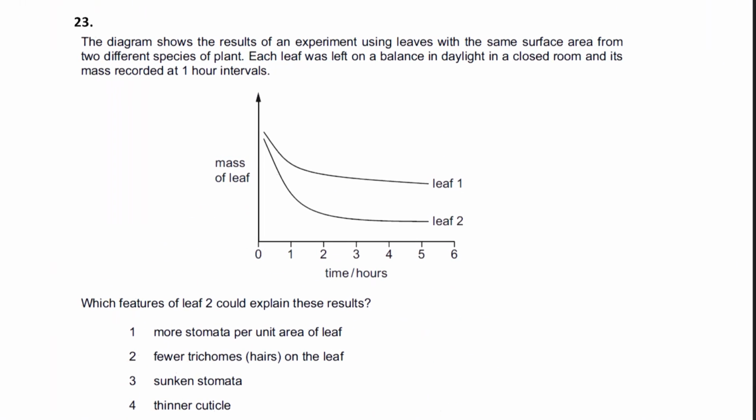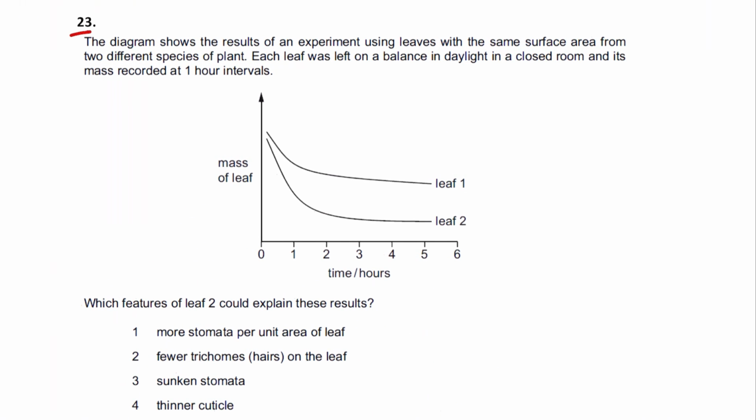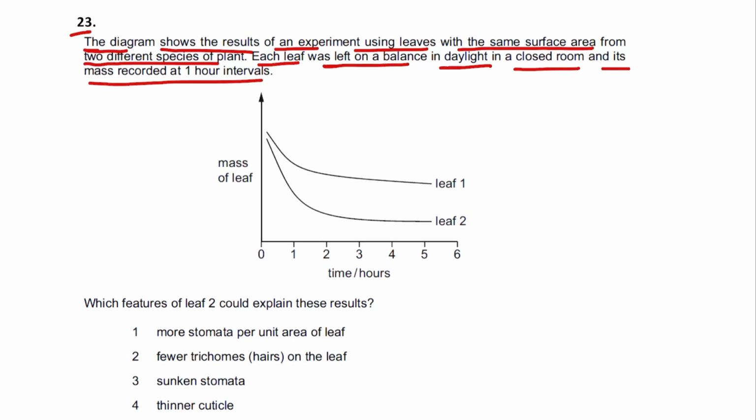Okay, let's move on to MCQ number 23. The diagram shows the results of an experiment using leaves with the same surface area from two different species of plant. Each leaf was left on a balance in daylight in a closed room, and its mass is recorded at 1 hour intervals. So guys, what are they doing in this experiment? They have taken two leaves, and the two leaves have the same surface area. However, they are from two different species of the plant.